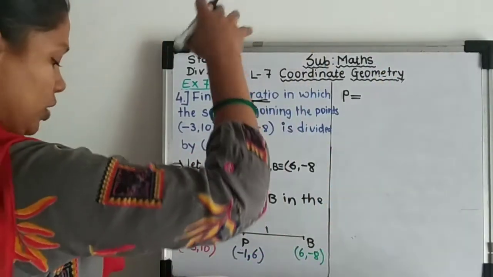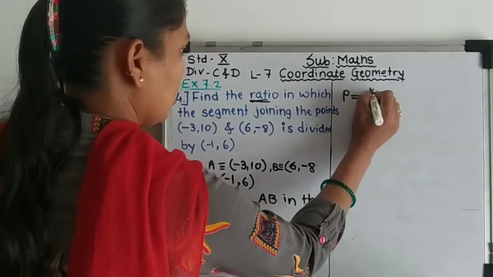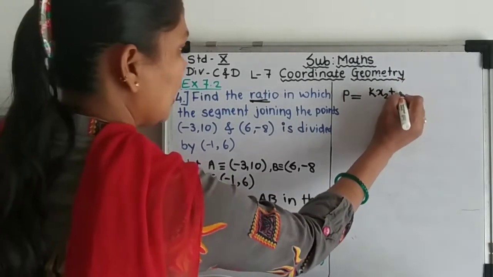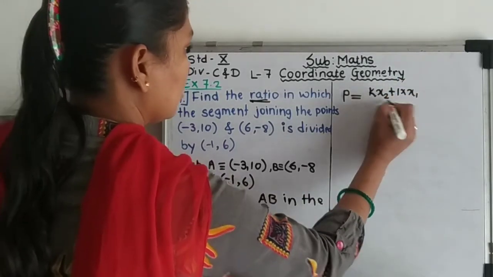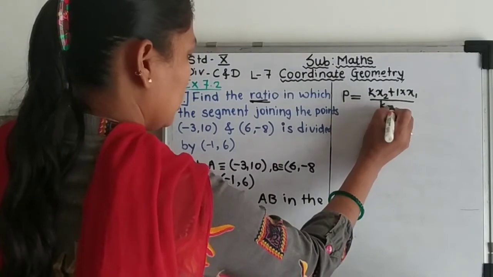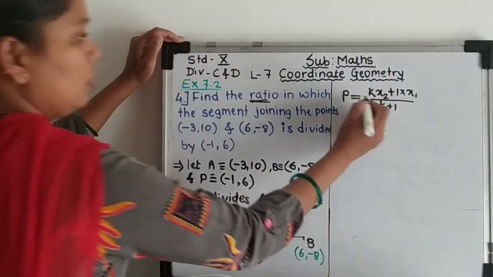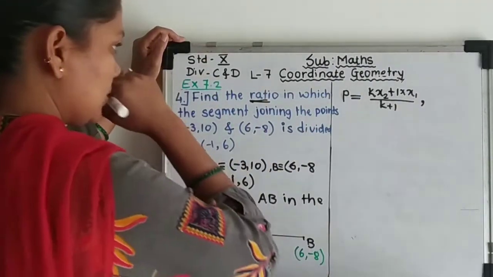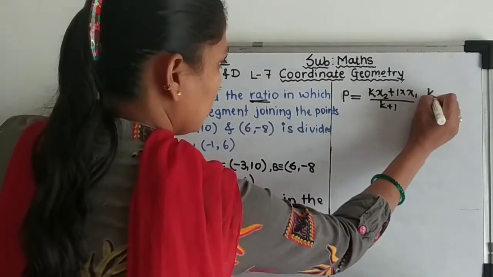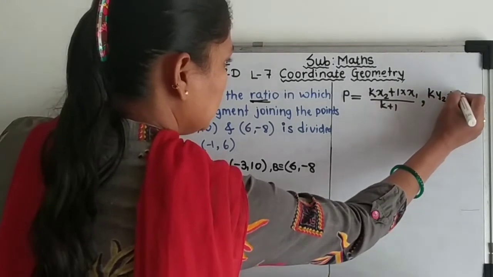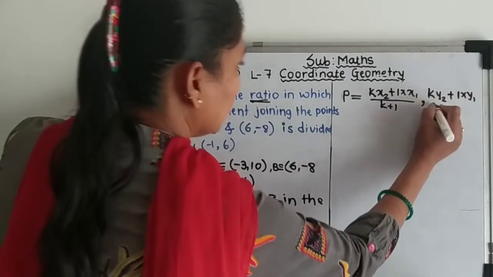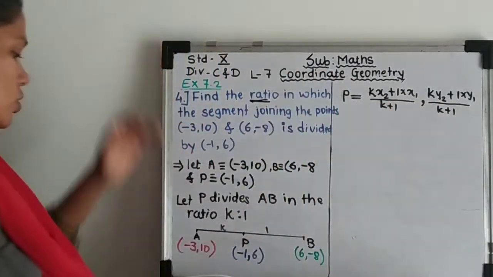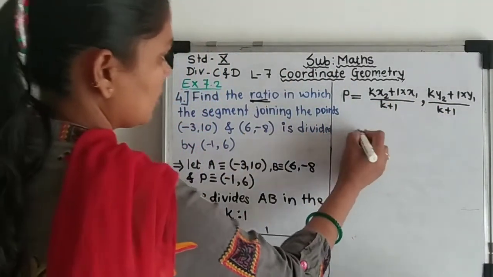For the X coordinate we will have k x2 plus 1 into x1, right, upon k plus 1. We are adding, no? And for y, that is k y2 plus 1 into y1 upon k plus 1. Understood this one? So let us find out this.